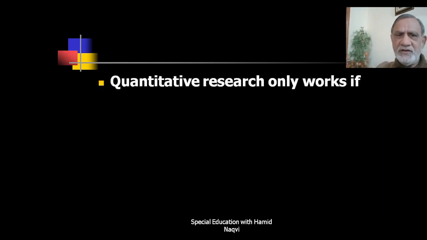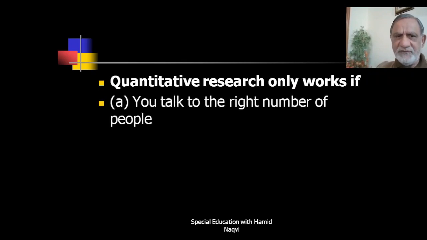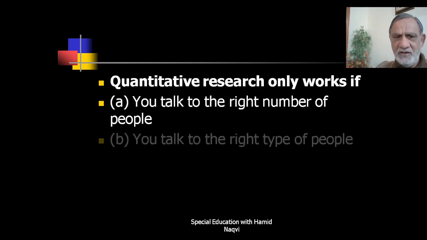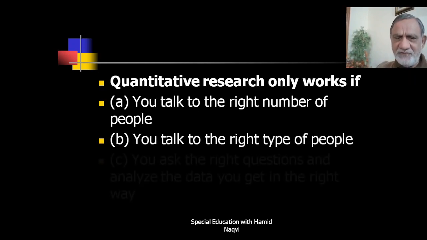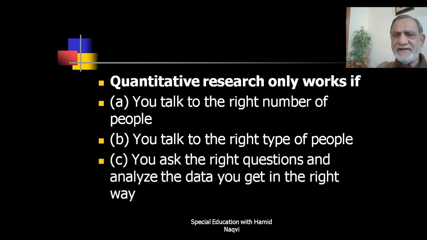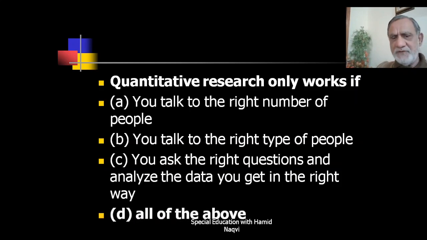Next question is: quantitative research only works if, number one, you talk to the right number of people, you talk to the right type of people, you ask the right questions and analyze the data you get in the right way, or all of the above. The correct answer is all three of the above.